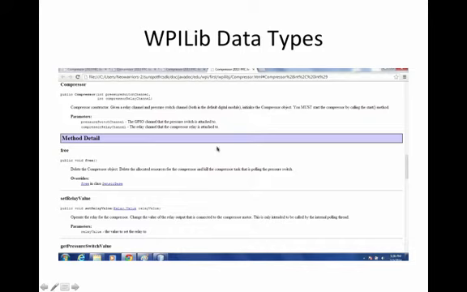Now, all of these data types and methods were all written at Worcester Polytechnical Institute, which is up in Massachusetts. So it's called WPILib, for Worcester Polytechnical Institute library, the library that they wrote. Every year we download the most up-to-date version of this library, so it includes all the code that we need, and it also includes all the documentation that we need to write it.